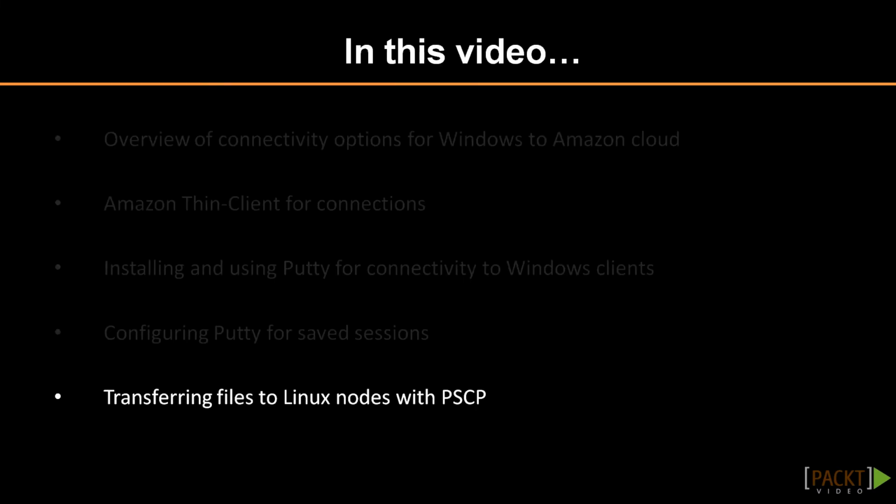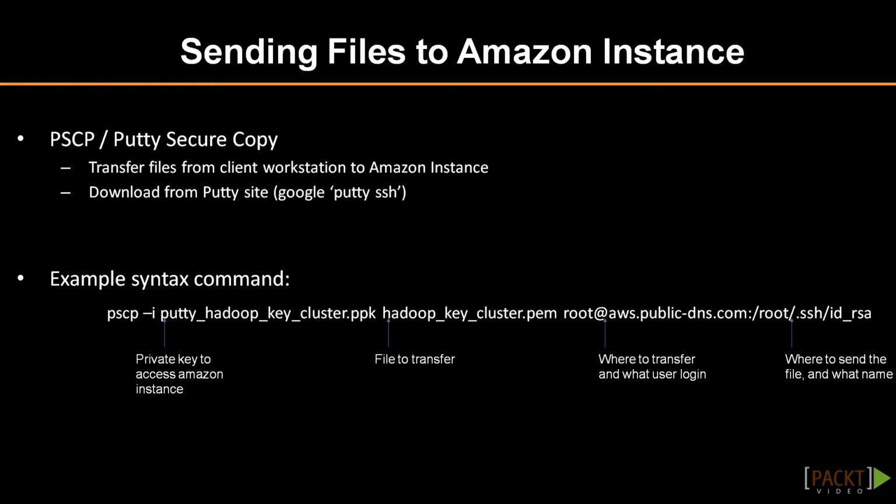In this section, we will cover transferring files to Amazon Linux instances by using the PSCP tool. For our purposes, we are going to need to send files over from our client machine to the Amazon instances. In our case, we use the PSCP tool, which stands for PuTTY Secure Copy. It allows you to take files from your client workstation and transfer those files over to your Amazon instance. We do that by downloading PSCP from the PuTTY website, just like we did in the previous video series.